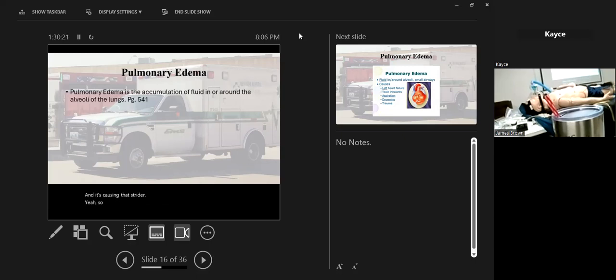Snoring. If you've got a wife like mine, you know what snoring sounds like. So snoring is an upper airway issue also, usually caused by the tongue falling back onto the throat, covering the airway.